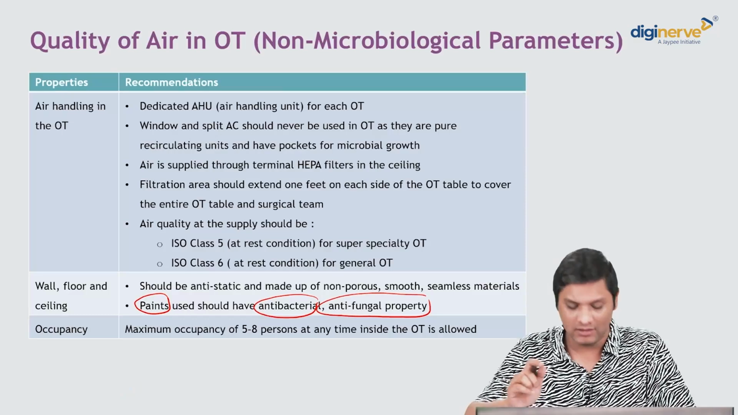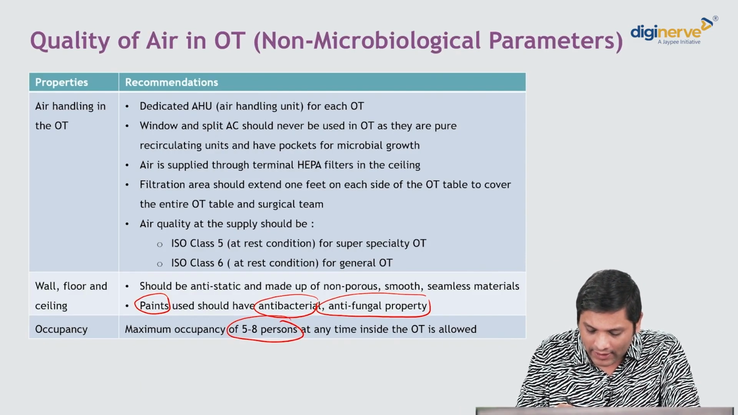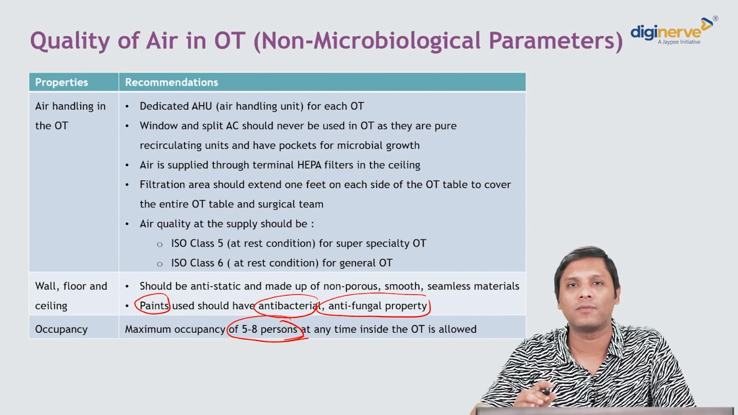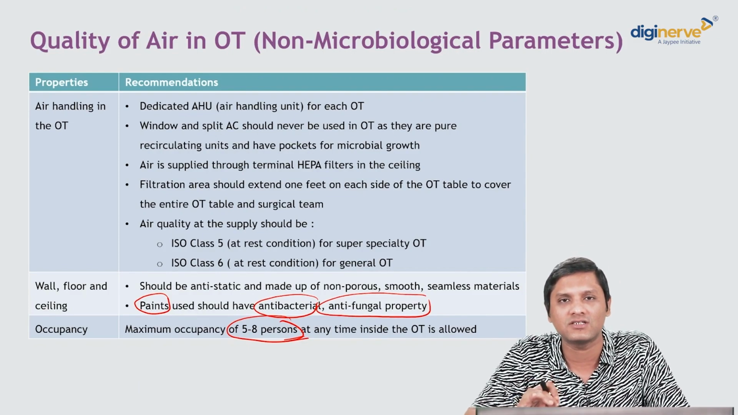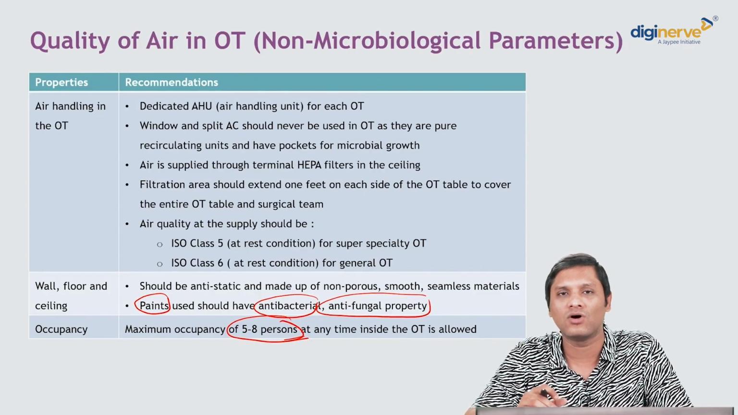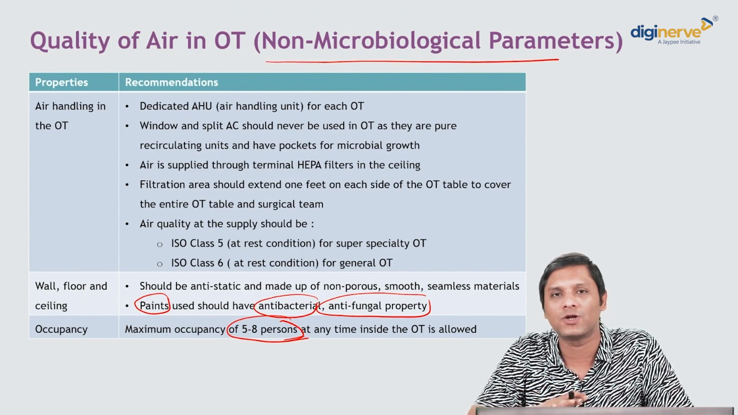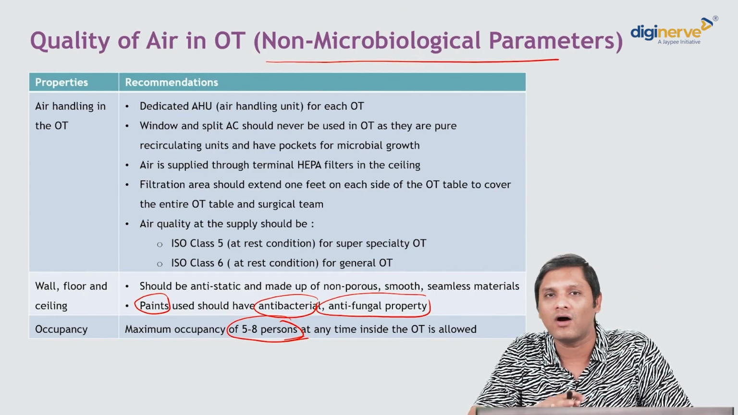And next is how many people should occupy the operation theater. They say that at any given time there should not be more than 5 to 8 people inside the operation theater. Okay, so you should have restriction of people, because the more people inside the operation theater, the more chance of contamination of hospital air inside the operation theater. Okay, so these are the various non-microbiological parameters which need to be maintained inside the operation theater.